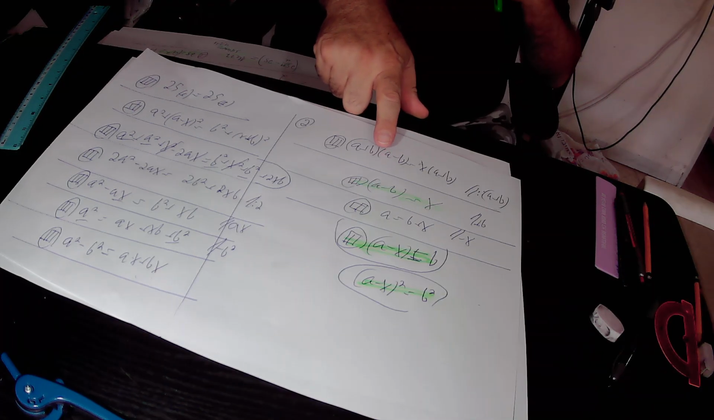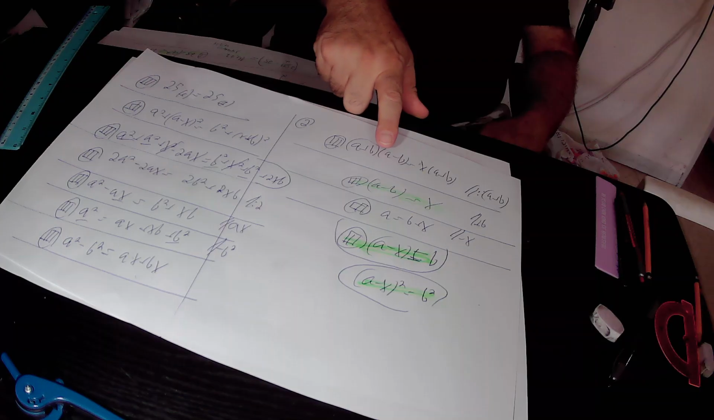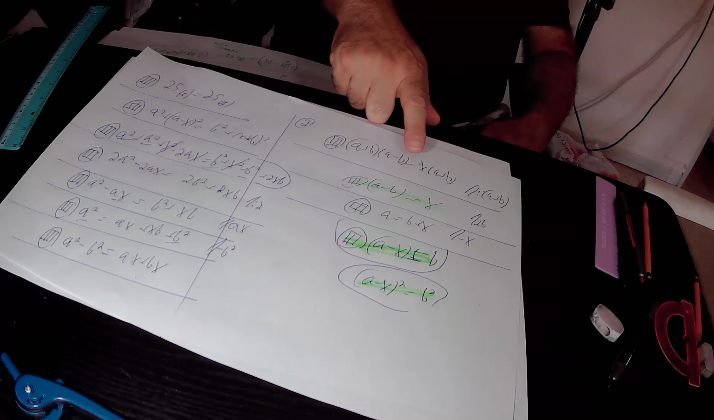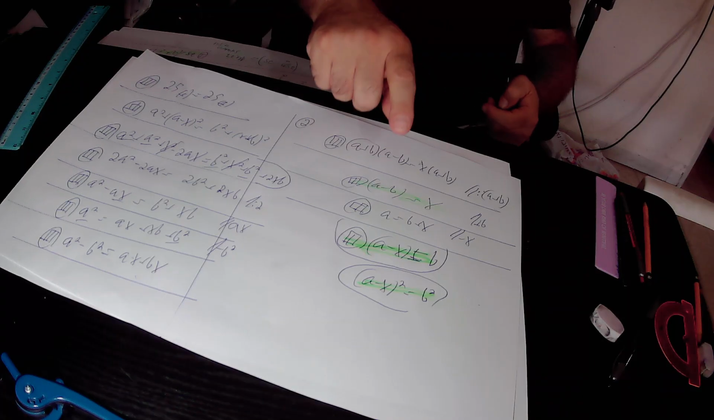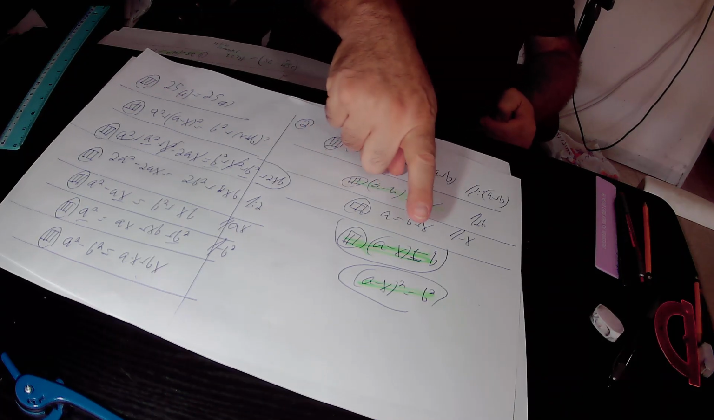Here we added b to this equation, and found out that a equals x plus b. Here we subtracted x from this equation in equation 3, and finally found out that a minus x equals b. If a minus x equals b, it means that a minus x squared must be equal to b squared.